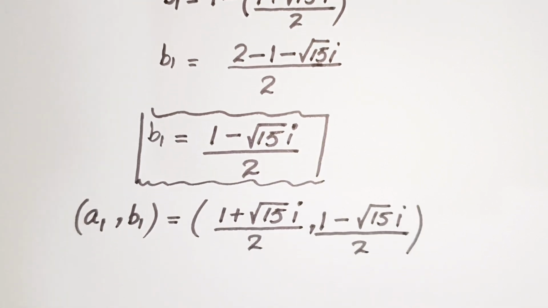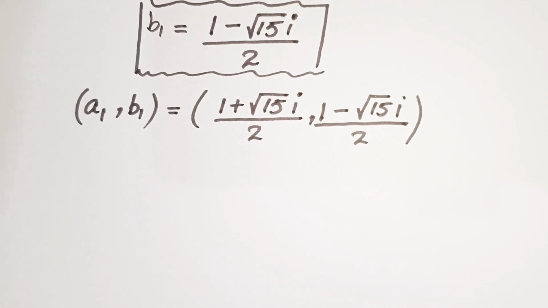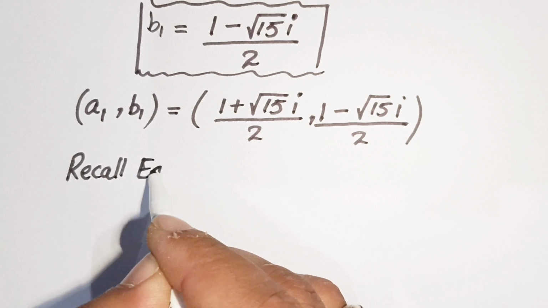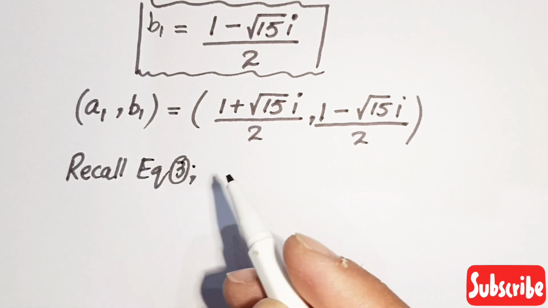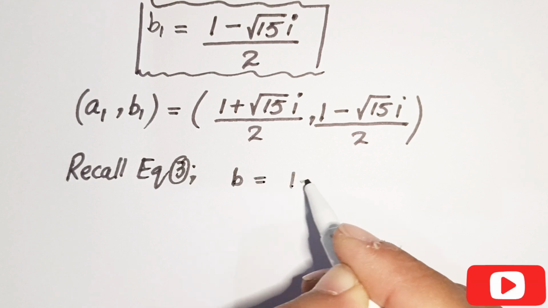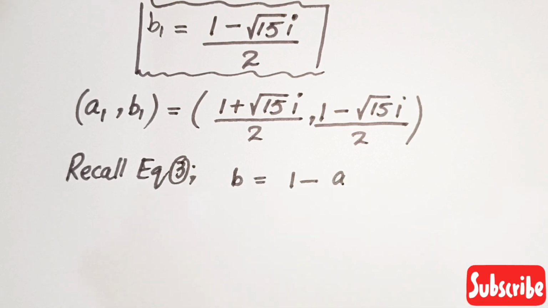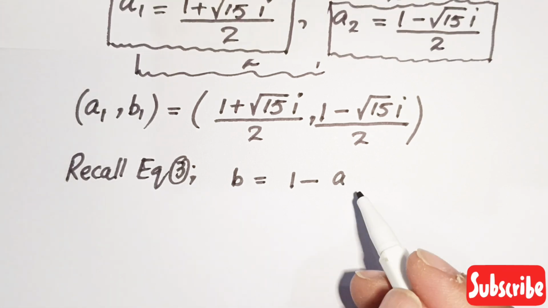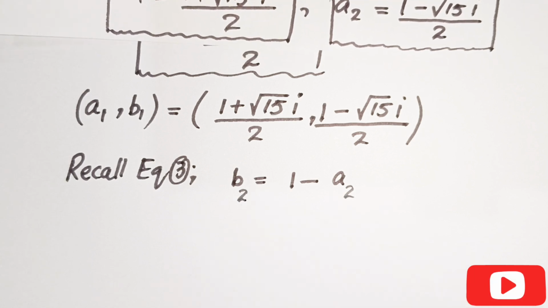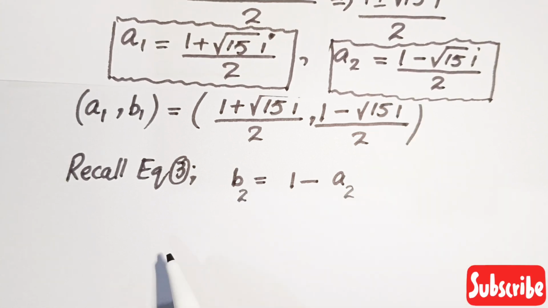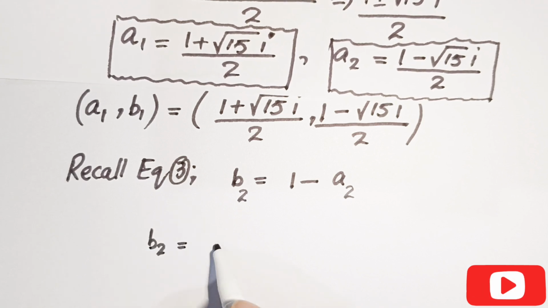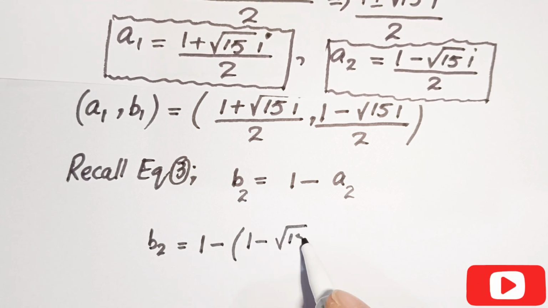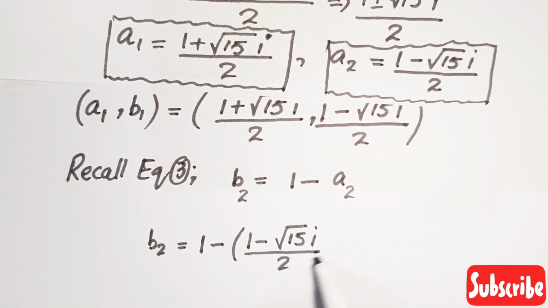So these are the first values of a and b. Now we are again going to recall our equation 3, which is b is equal to 1 minus a. Now we are going to put our value of a2 here, let's say it is a2 and it will be b2. So b2 is equal to 1 minus a2, which is 1 minus square root of 15 i all over 2.